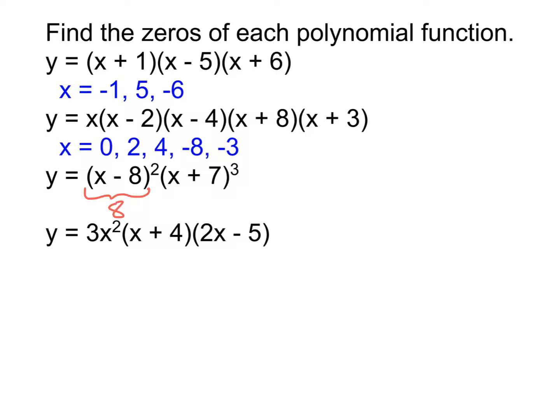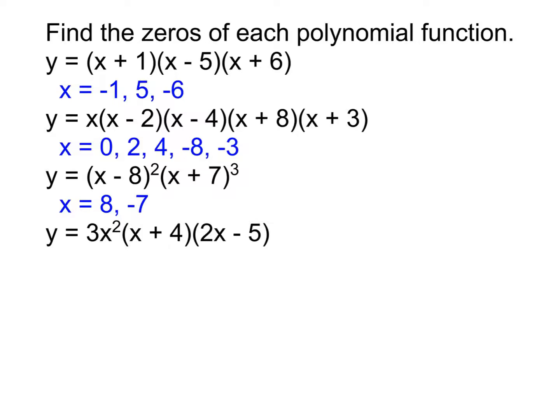So if I plug 8 in, 8 minus 8 is 0. What's 0 squared? 0 still. Okay, so the squared didn't change anything. So it's still going to be an 8 for that. And with the other one, it's still going to just be -7, because negative 7 plus 7 is 0, and 0 cubed is also 0. So the exponent doesn't change that part. It doesn't change what makes that equal 0.